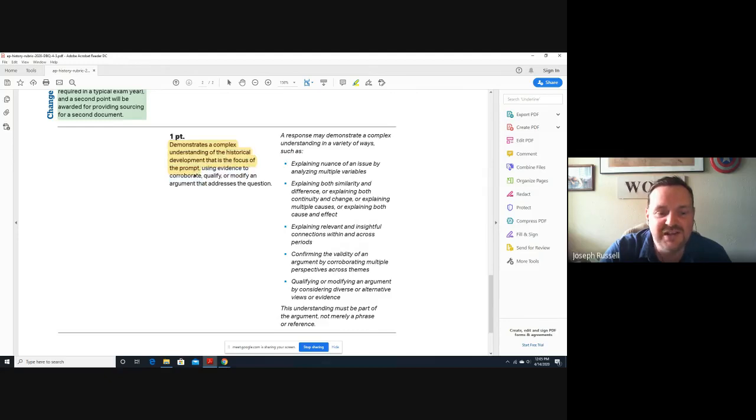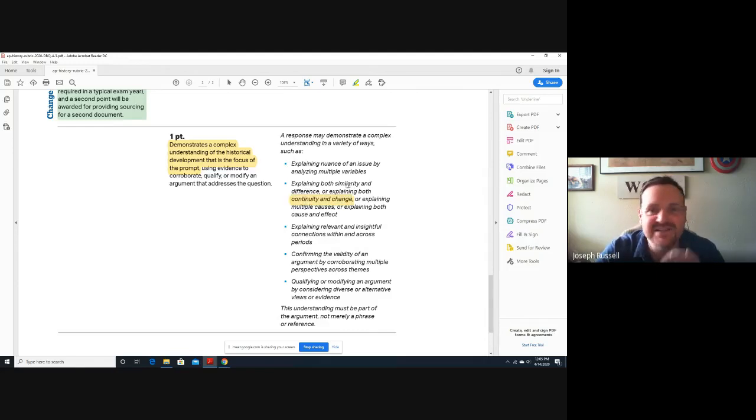I think this is a nebulous sort of a thing to try to explain to students, what do we mean by complexity? So let me demystify it for the when in doubt situation. Over here are some examples of ways that you could demonstrate complexity, the nuance of an issue, looking at multiple variables, similarities and differences. This is continuity and change, right?